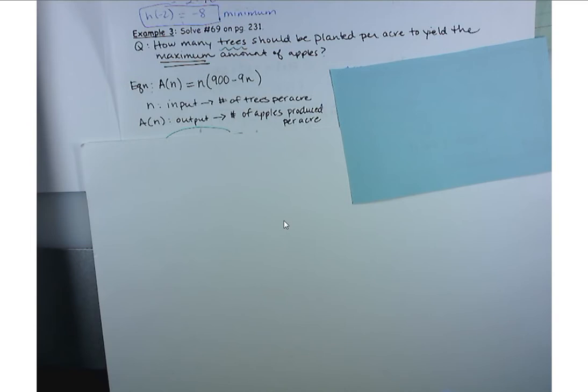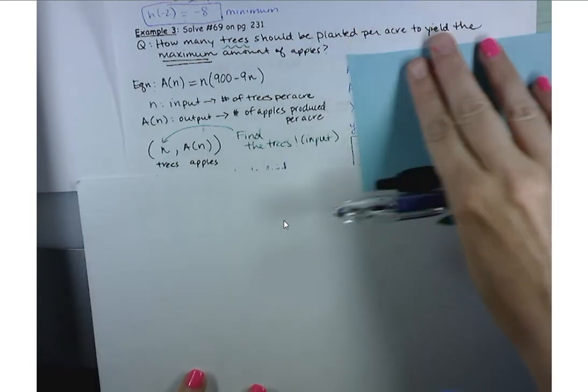What do you guys think? The N or the A of N value? So what are we trying to find? What was the question we wrote down? Okay, how many trees, right? Which one represents the amount of trees? The N or the A of N? The N, okay, so you are going to be finding the N value, or the input value.